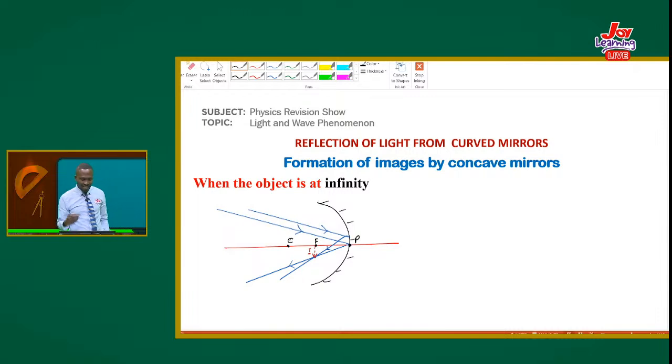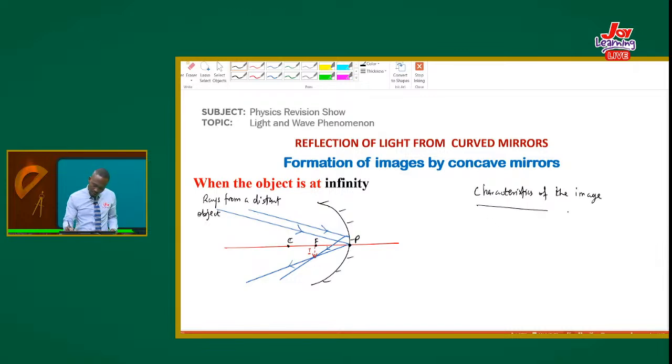So when the object is at infinity, I will say rays from a distant object. When the object is at infinity, it will form an image at F. I can look at the characteristics of the image formed. The image formed is inverted. It is turned upside down. That's one. So you see the arrow is looking downwards, turned upside down.